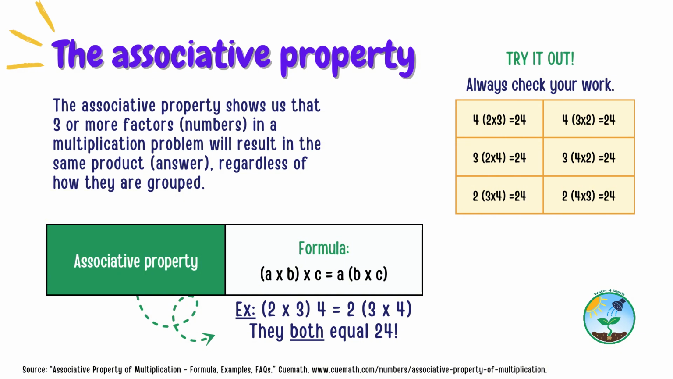So here our formula for associative property is (A times B) times C is equal to A times (B times C). Here in our example, we have (2 times 3) times 4 is equal to 2 times (3 times 4). They both equal 24, and you can work this out. But here I will show you an example.